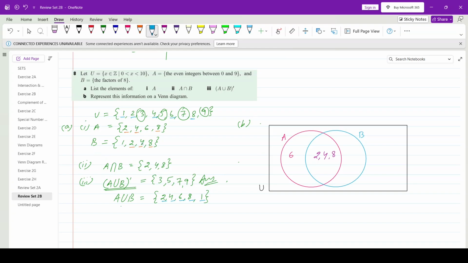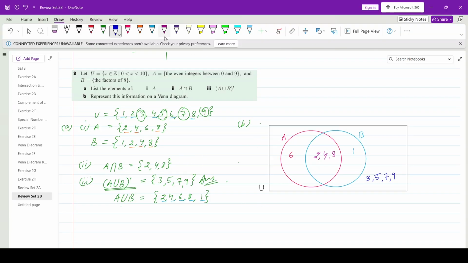B contains 1, 2, 4, and 8. 2, 4, and 8 have already been considered, therefore only 1 is remaining. And from this universal set, 3 has not been considered, so 3 is going to come here, 5 is going to come here, 7, and 9.